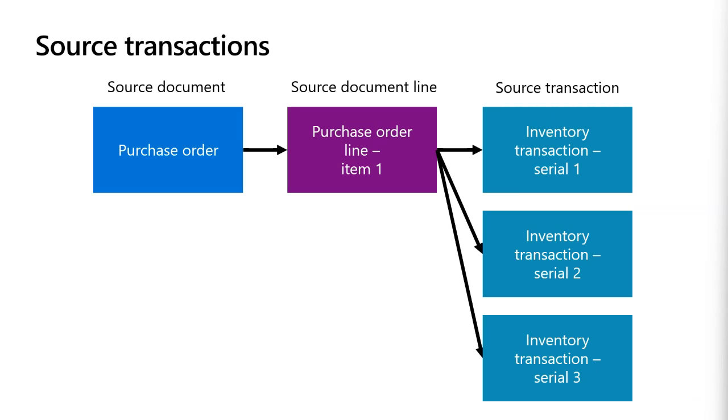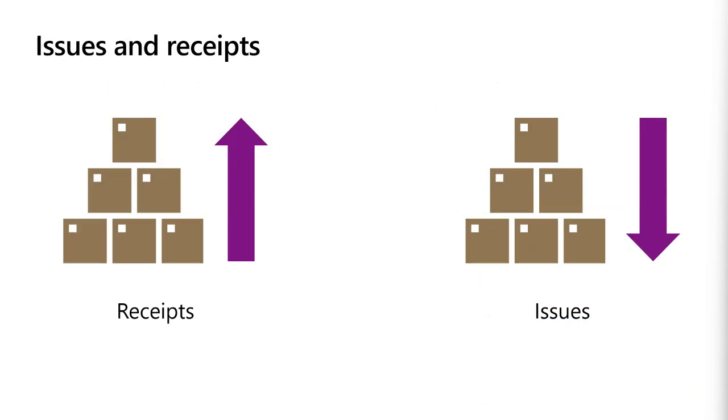Often, there is a one-to-one relationship between source document lines and source transactions in cases where the product is shipped or received in a single warehouse and no tracking dimensions are used. We will also touch on later how sometimes updates to source document lines can cause additional source transactions to be created.